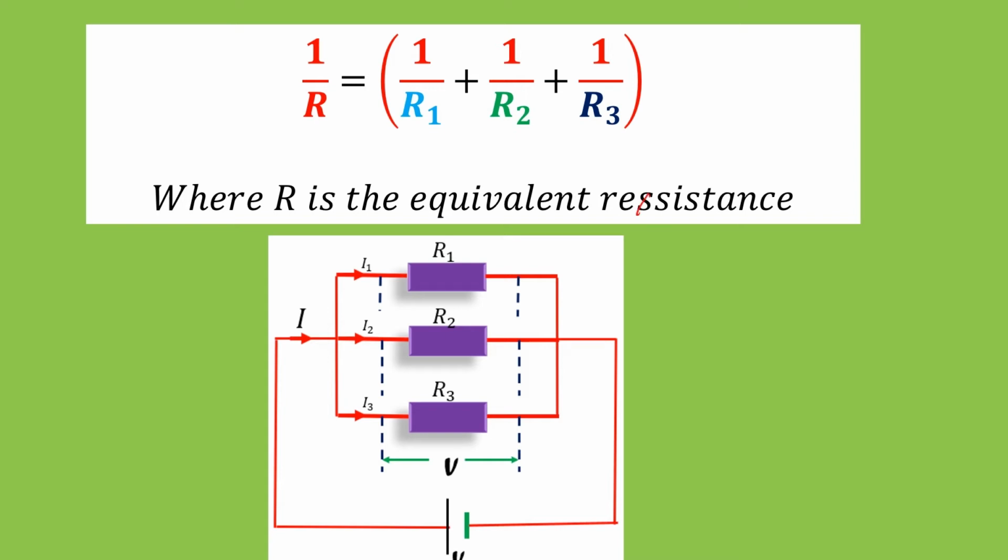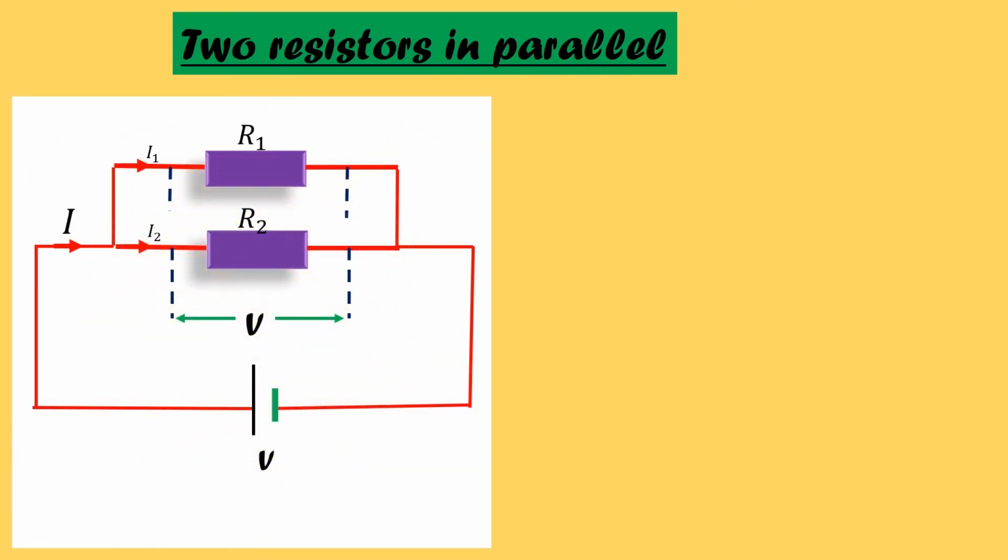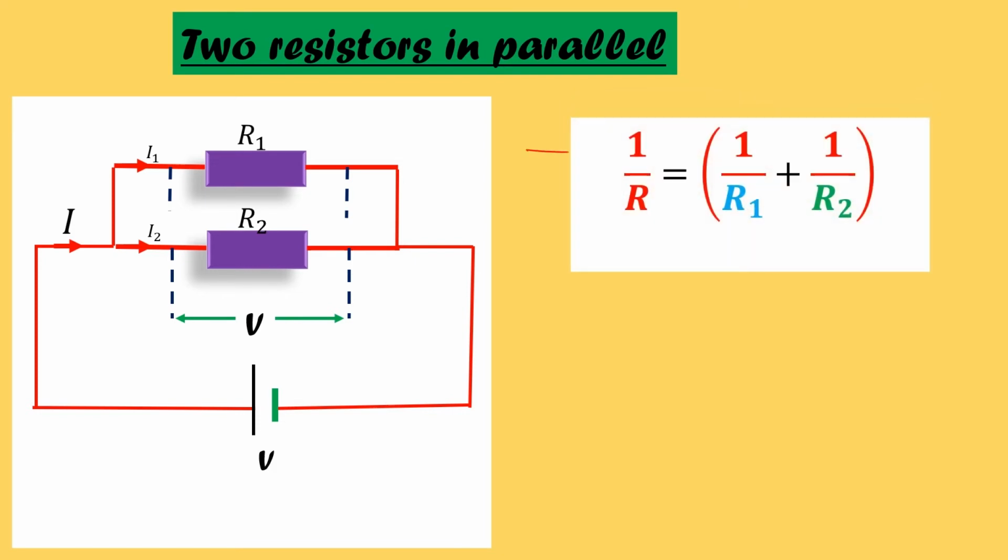When you have two resistors in parallel, let's consider this circuit. The equivalent resistance from our expression becomes 1 over R equals 1 over R1 plus 1 over R2, where R is our total resistance. Then when we simplify that equation, we come up with this expression here.